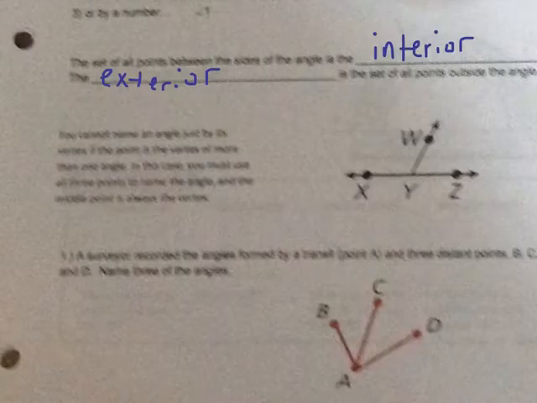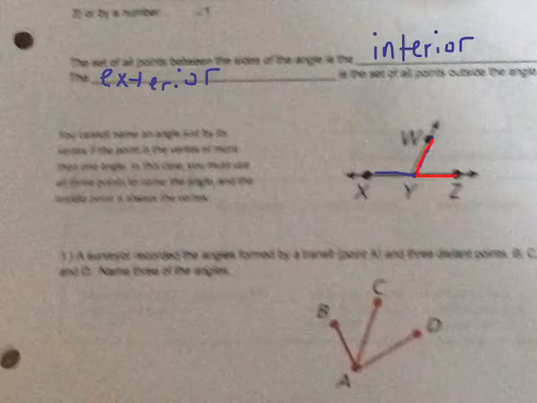You cannot name an angle just by its vertex if it's the vertex of more than one angle. For instance, if I say angle Y here, would we be talking about this angle here, or this one? We don't know. That's why sometimes we have to use three letters. In a case like this, you have to use three letters to name it.